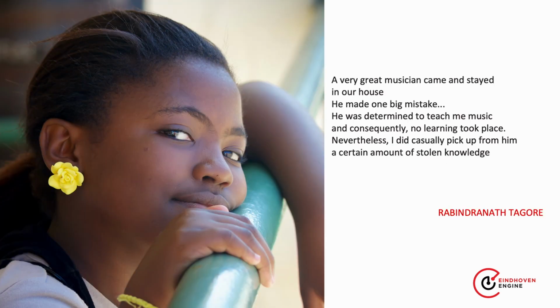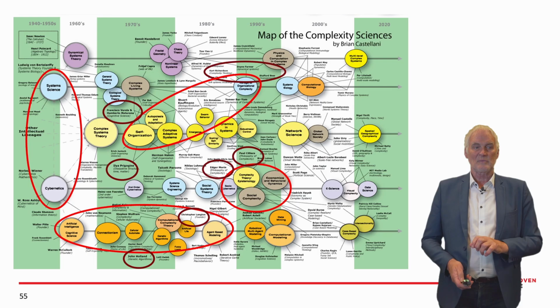And that is illustrated by this poem of Rabindranath Tagore. A very great musician came and stayed in our house. He made one big mistake. He was determined to teach me music, and consequently no learning took place. Nevertheless, I did casually pick up from him a certain amount of stolen knowledge.